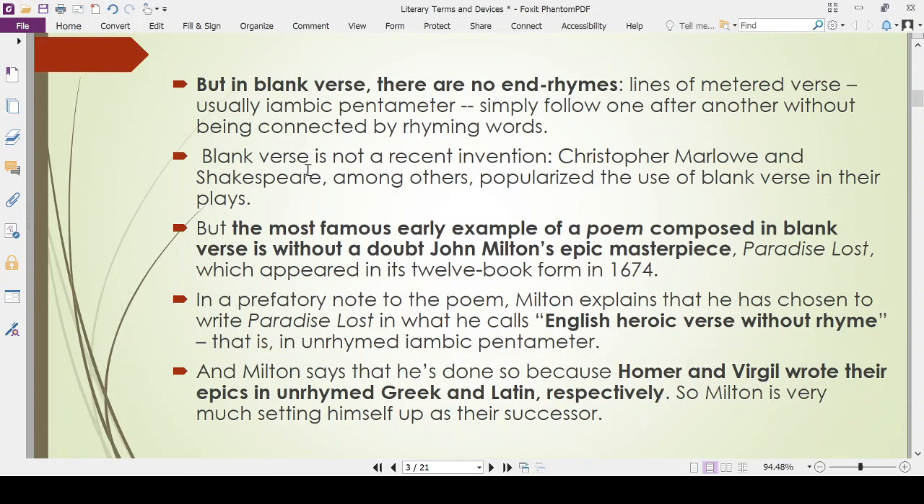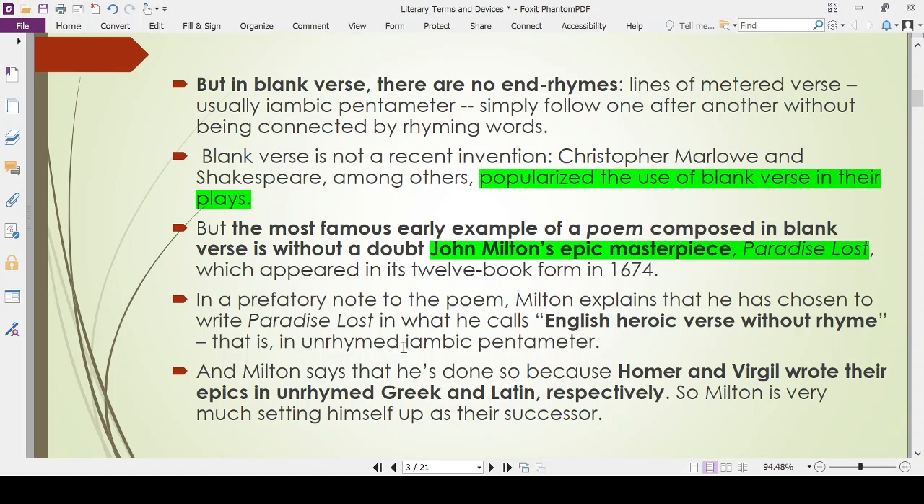In blank verse, however, there are no end rhymes. And so, lines of metered verse, iambic pentameter, usually follow each other without being connected by rhyming words. Okay, so there are no rhymes at the end. And just keep in mind that blank verse is not really a recent invention, no. Shakespeare himself, or even Christopher Marlowe, his contemporary, popularized the use of blank verse for plays, for drama. However, if we still want to talk about poetry, so keep in mind that blank verse was also used in drama. However, the most famous early example of a poem which was composed in blank verse is, of course, without a doubt, John Milton's masterpiece, Paradise Lost, which I talked about in the previous video.